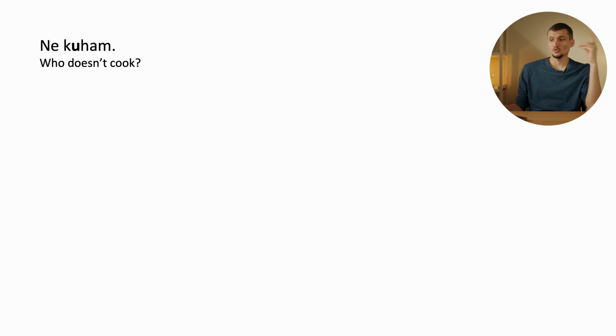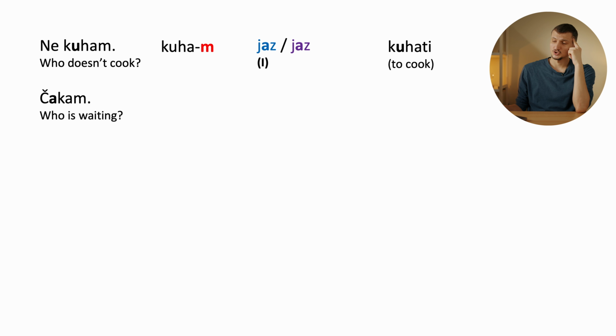Ne kuham. Who doesn't cook or who isn't cooking? There's no difference. Ne kuham can be both. Doesn't cook, isn't cooking. These questions are sometimes very weird sounding. The point is just to get through this exercise, of course. Ne kuham. Kuham. Jas or I. Kuhati. Čakam. Same as kuham. Čakam. Who is waiting? Jas. Čakati.